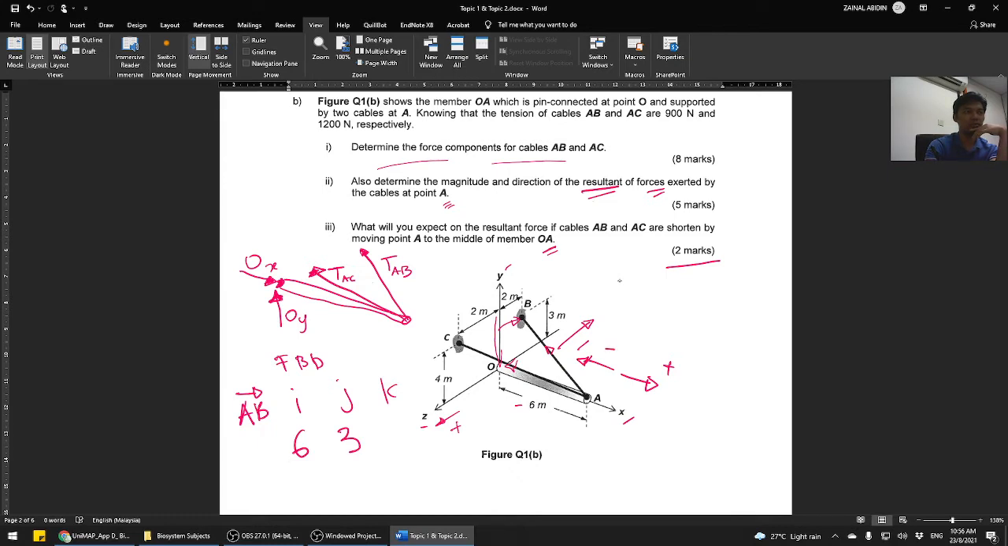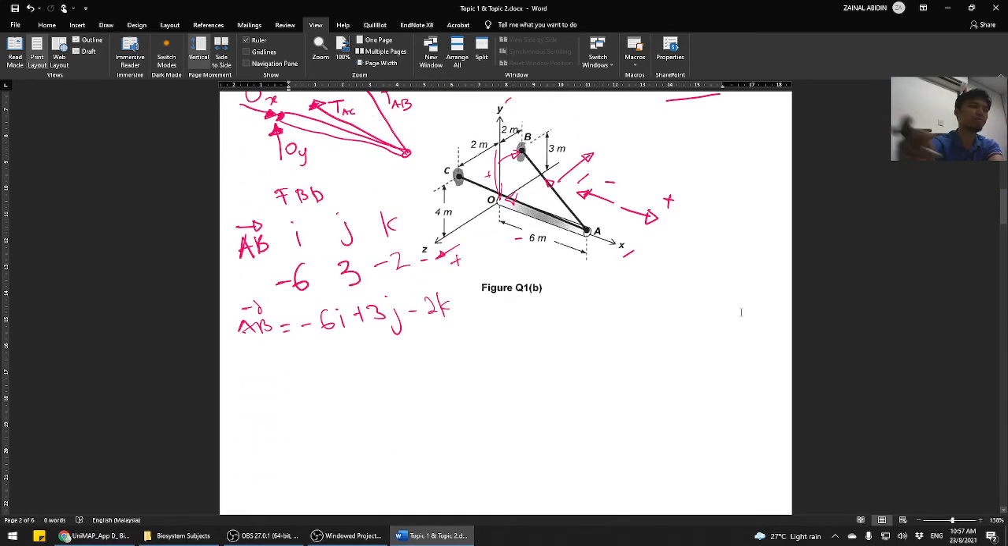So from point A to O is a negative direction, so you put minus 6 here, and for the y or j, you have a positive 3, and for K, you are moving opposing the Z direction, so it is negative 2. So this is your vector AB, or in the fancy way, minus 6i plus 3j minus 2k. So this is your vector AB. Easy?